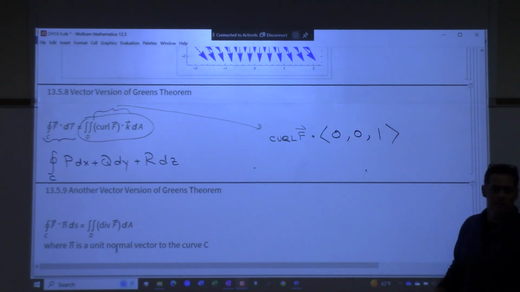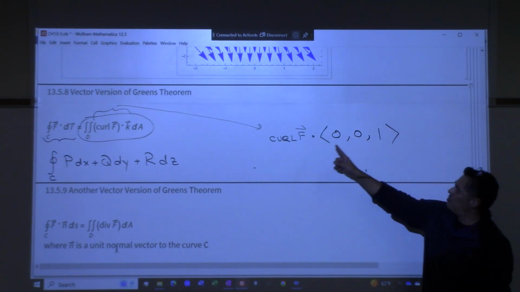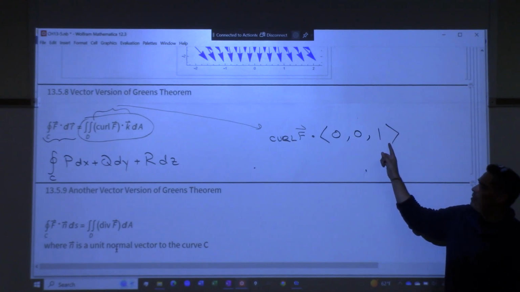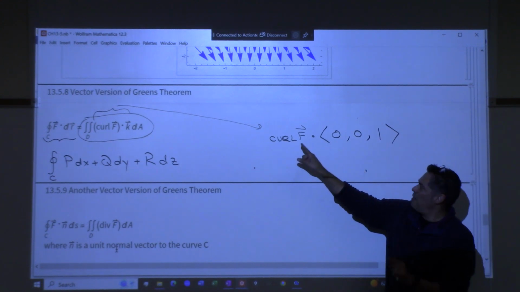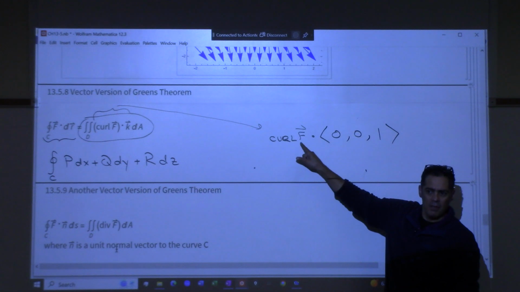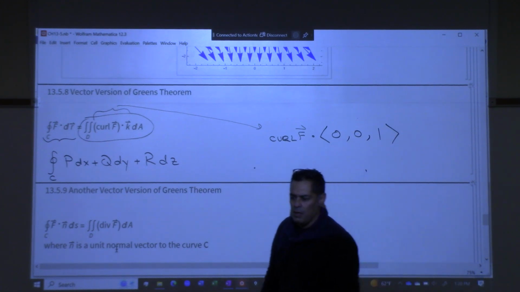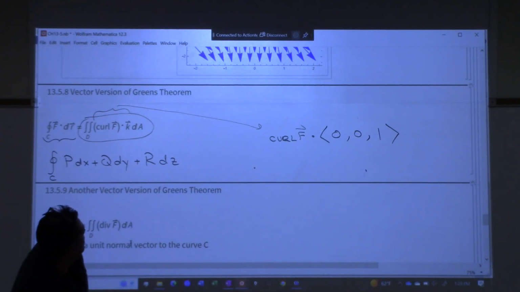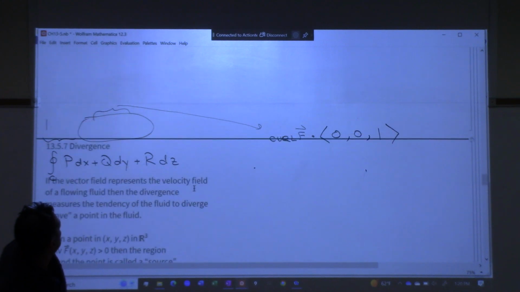That's k, right? What happens if you dot these two vectors together? You only get the z component of the curl, don't you? You only get the z component of the curl. Let me go back up to your notes. What's the z component of curl from last class? There.